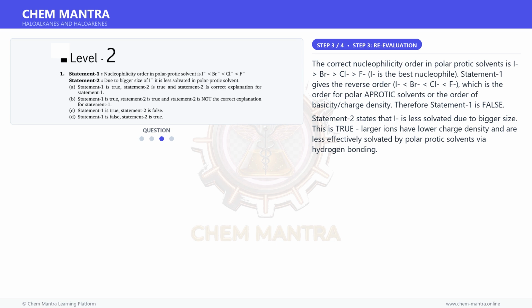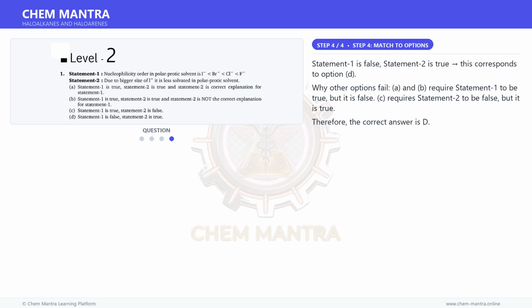Statement 2 states that I⁻ is less solvated due to bigger size. This is true. Larger ions have lower charge density and are less effectively solvated by polar protic solvents via hydrogen bonding. And for the final step, statement 1 is false, statement 2 is true. This corresponds to option D.